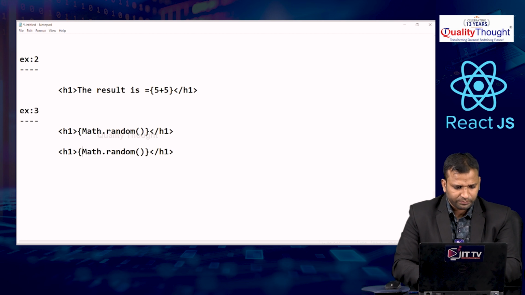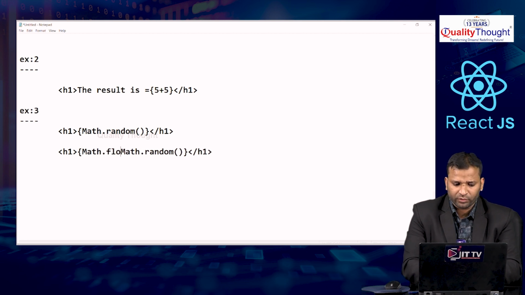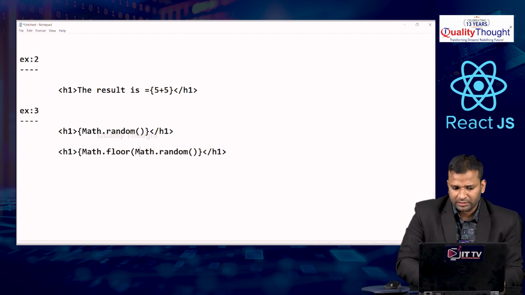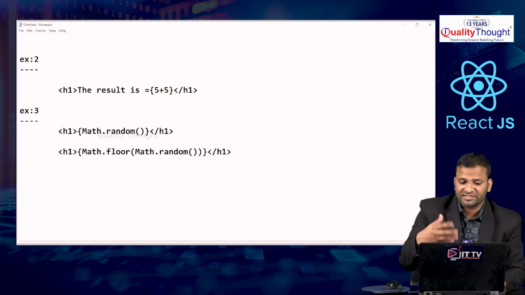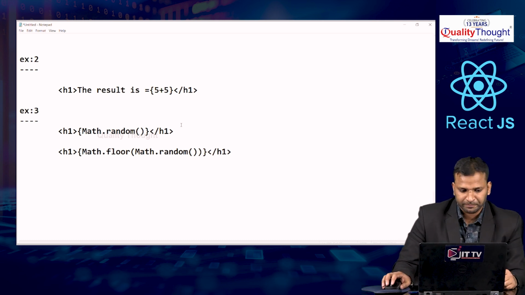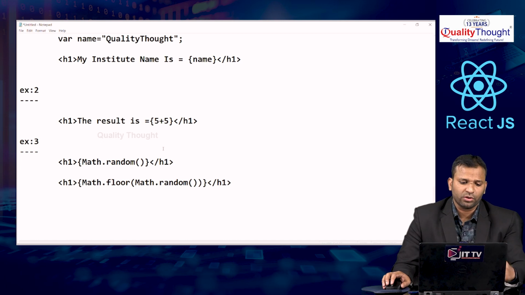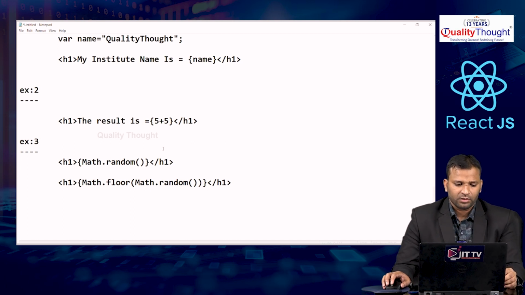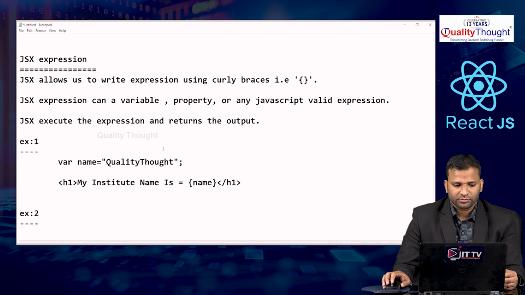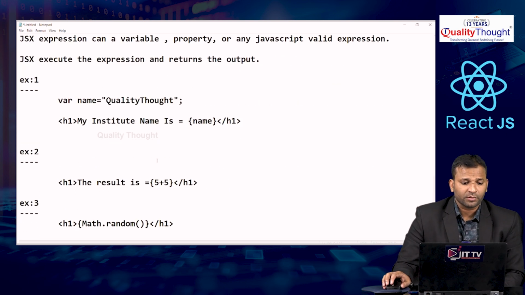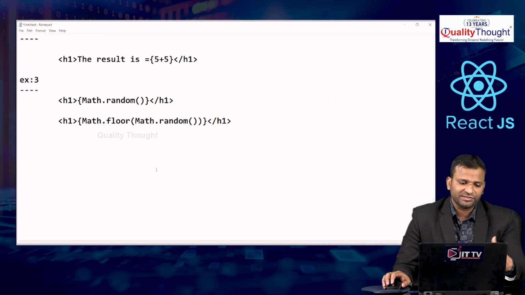Even we can do Math.floor, floor value, you know, the rounded down value. We have floor value and ceil value. Ceil means top value, like that. So we can write anything like this. So this is the expression we need to use whenever we want to print any property or any expression in the JSX. So I hope you people understood how to use JSX elements and how to use JSX expressions.